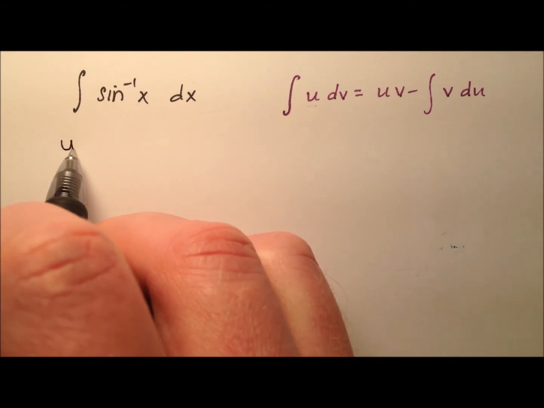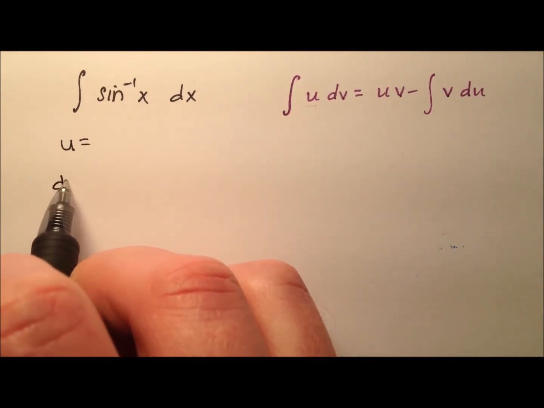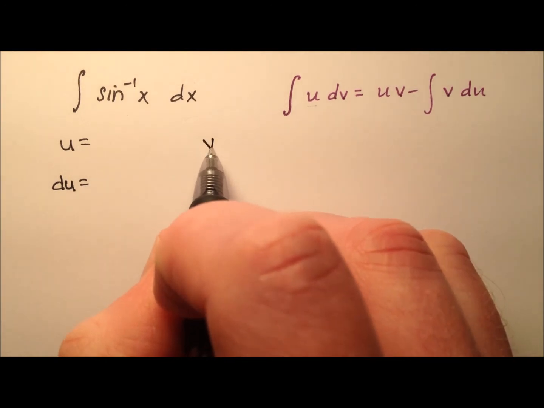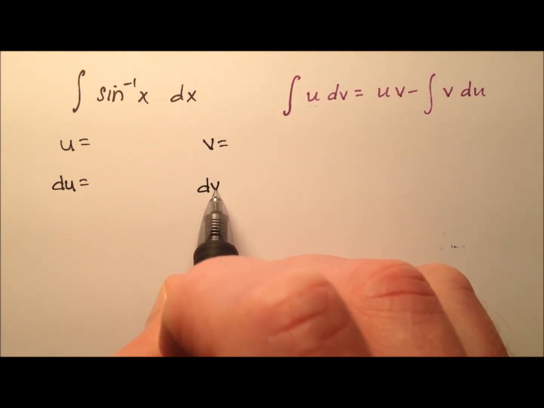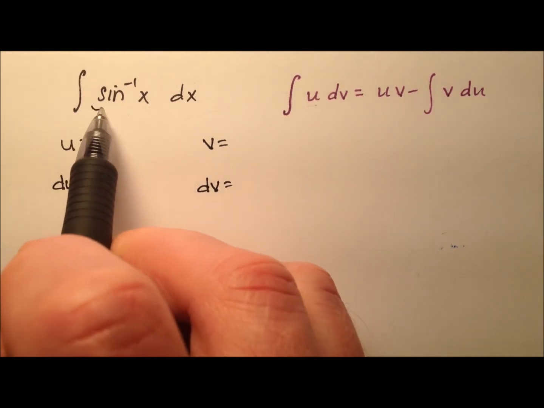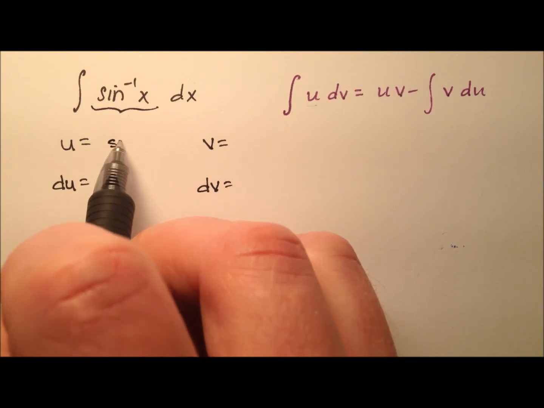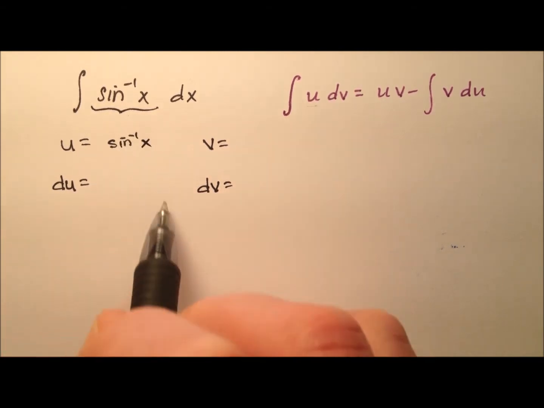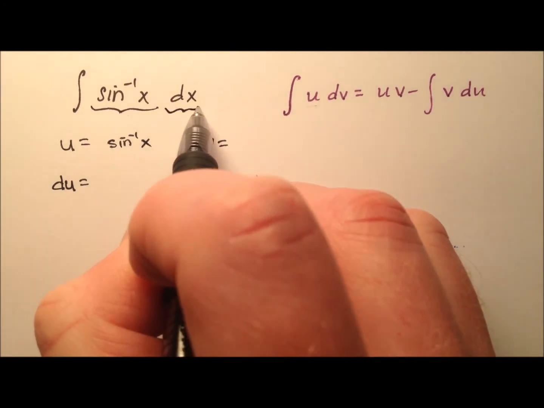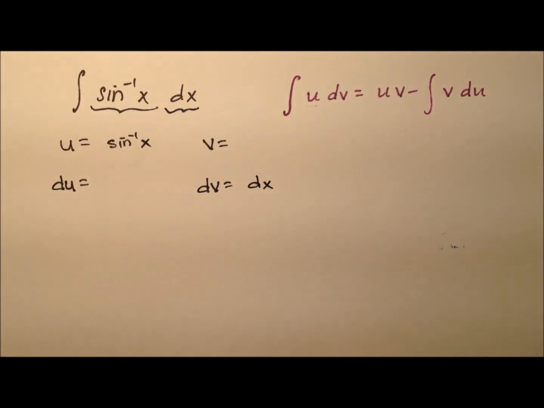Okay, so I'll say u equals, and then of course we're going to differentiate that, so I'll go ahead and put my du there. And similarly, I need a dv, so above that I'll just put the v, so we have this nice little pattern. So for my u, let's go ahead and use the inverse sine of x. And for my dv, let's just go ahead and use dx. Okay, so both of those parts are being used.